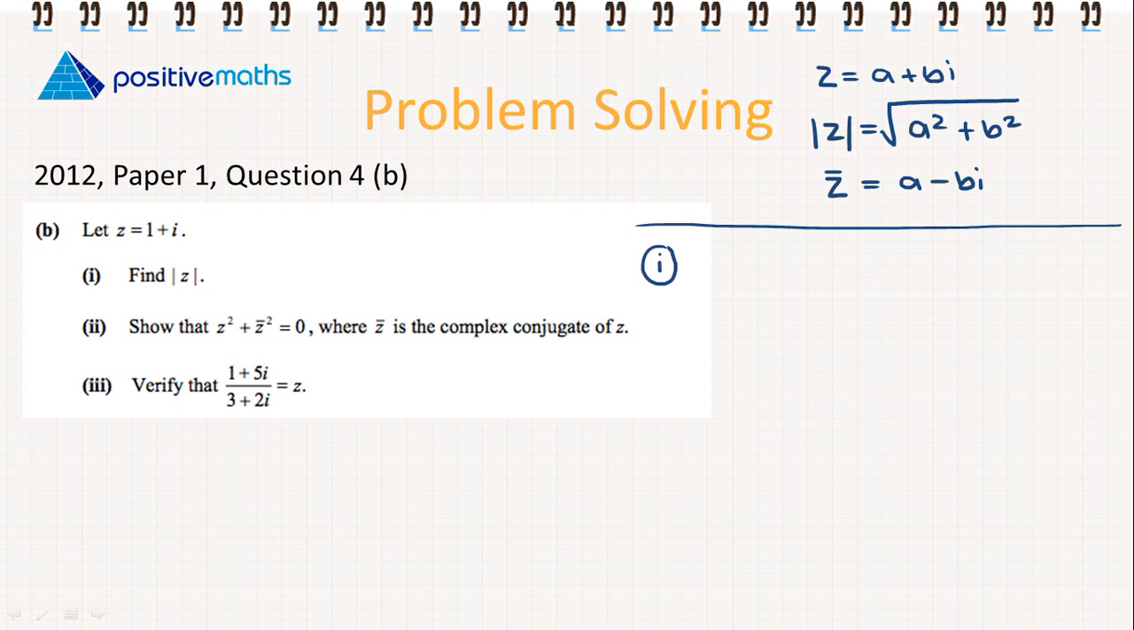So part 1 asks us to find the modulus of z when z is equal to 1 plus i. So therefore the modulus is going to be equal to the square root of 1 squared plus 1 squared, which is equal to the square root of 2.